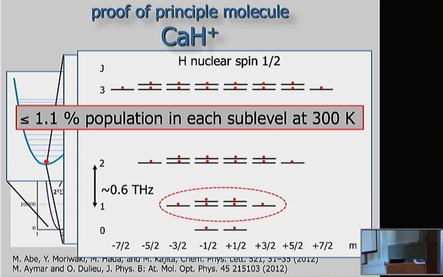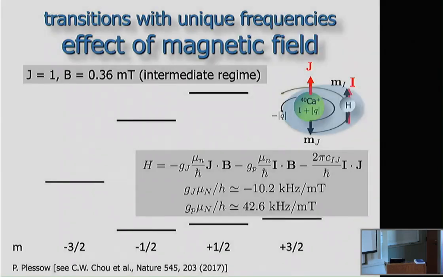Concentrating again on just the J equals 1 here. We are in a finite magnetic field because we would like to know what the quantization axis of our calcium hydride is. And interestingly, there is something that looks a lot like the hyperfine Hamiltonians that we are used to from atoms, but this is actually when the rotation of the molecule couples to the nuclear spin of the hydrogen.